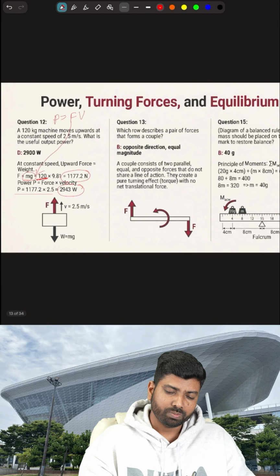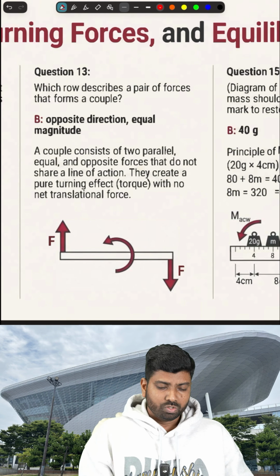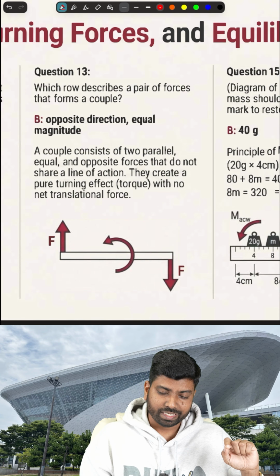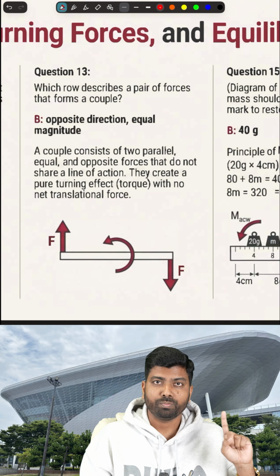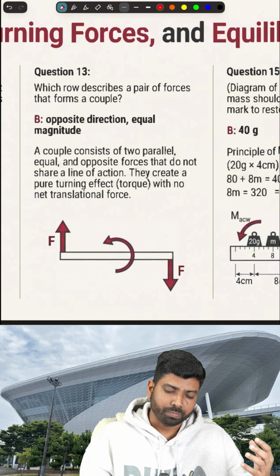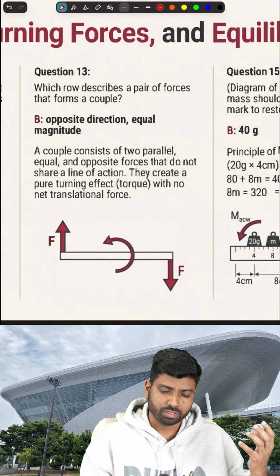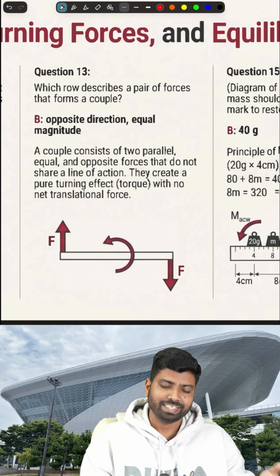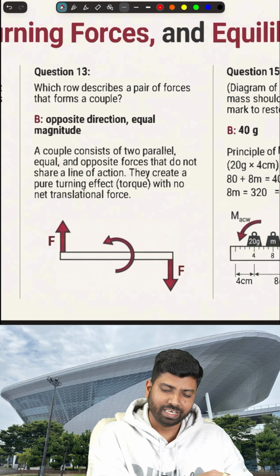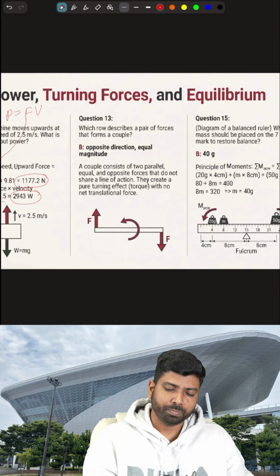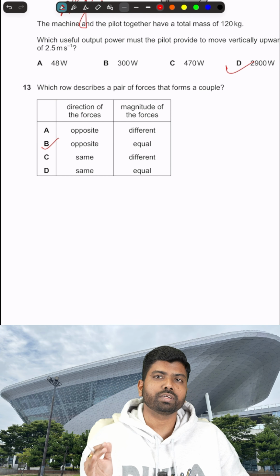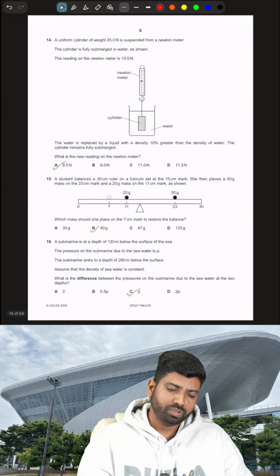And if you want to see my explanation, can you see the explanation here? So a couple consists of two parallel, equal and opposite forces that do not share a line of action. Point to be noted. They create a pure turning effect, which is called torque, a pure turning effect with no net translational force, translated motion, right? So this is the definition of couple. And this is a very important topic. Every year we find one question from torque and couple. Okay. Now moving to the next question.